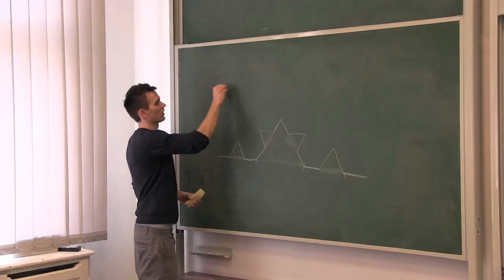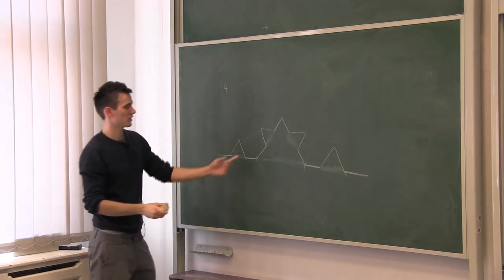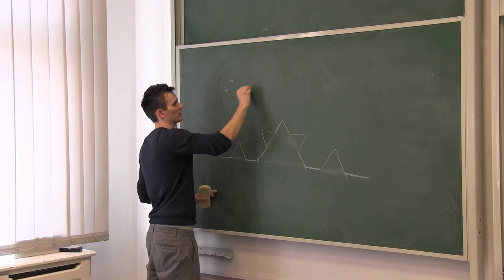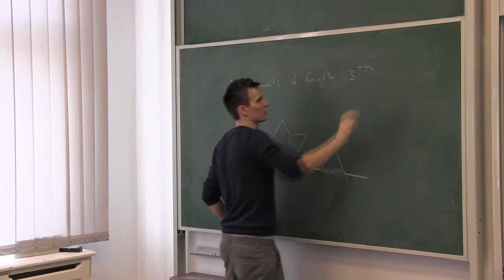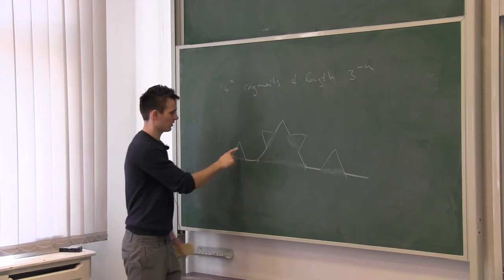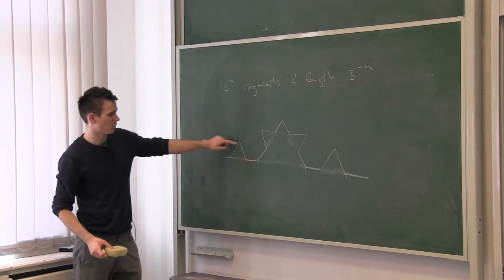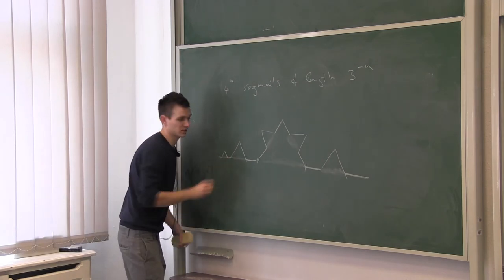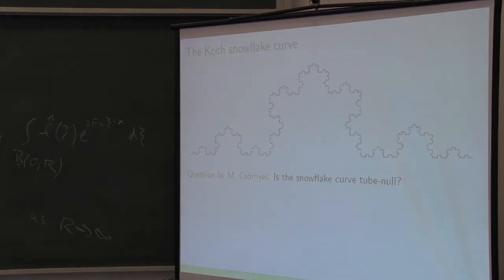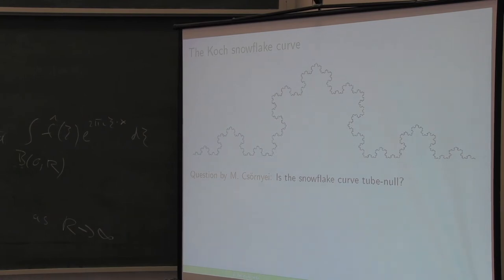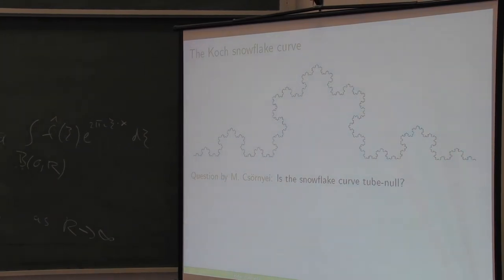Now you have 4^2 segments. So at level n, you have 4^n segments of length 3^-n. And then each of these at step n plus 1, you replace like this. What you get in the limit is the snowflake curve, which is a self-similar curve. Marianna Csörnyei asked whether the snowflake curve is tube-null or not. We know a lot about the snowflake curve, but for a while we couldn't answer this question.